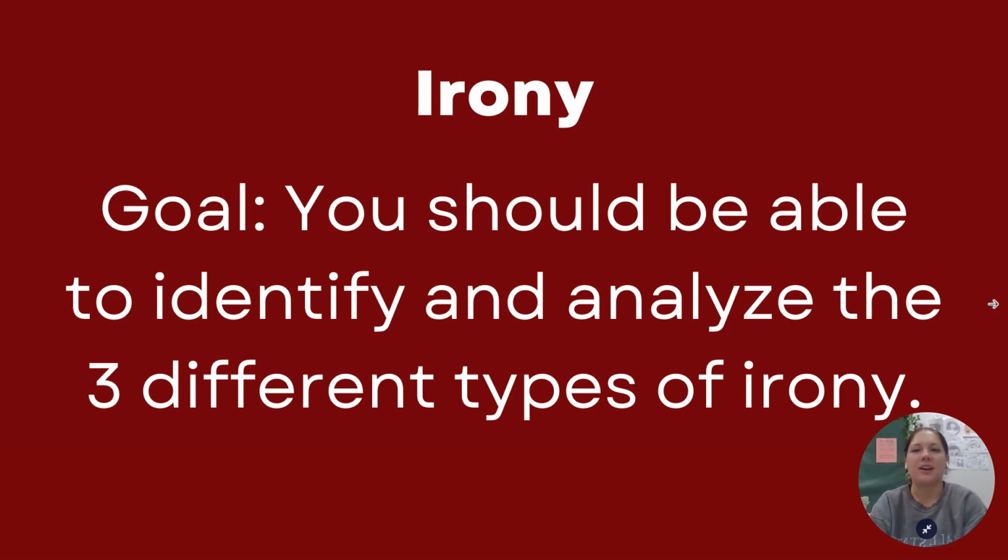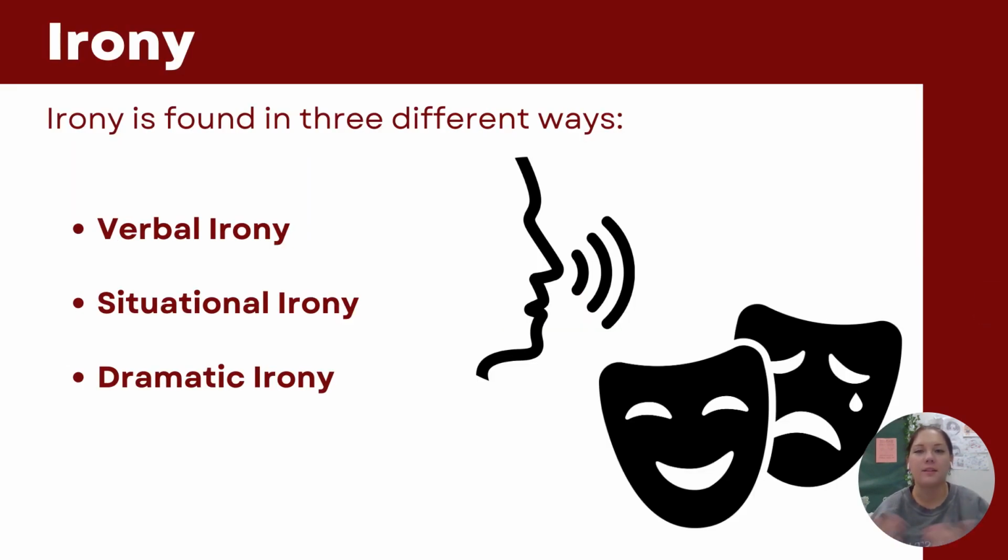This lesson is on irony. And so the goal for this lesson is that you should be able to identify and then analyze the three different types of irony. So it's important to know that irony can be found in three different ways. There is verbal irony, situational irony, and dramatic irony.